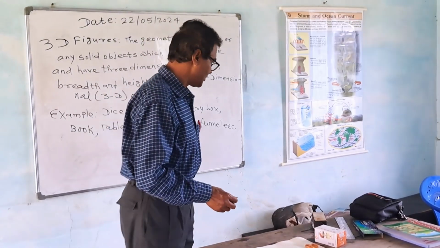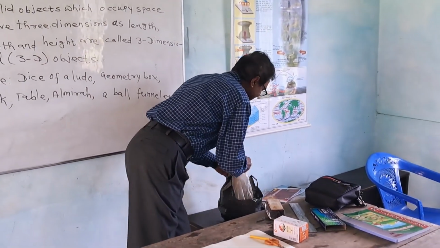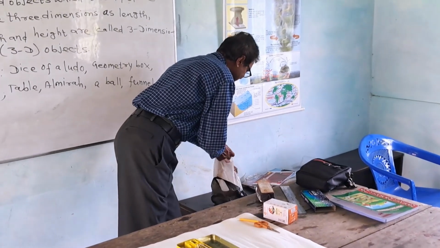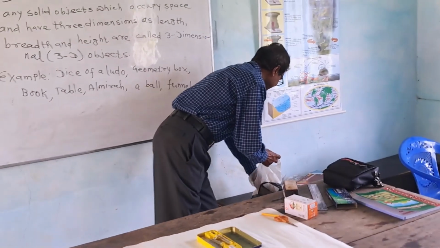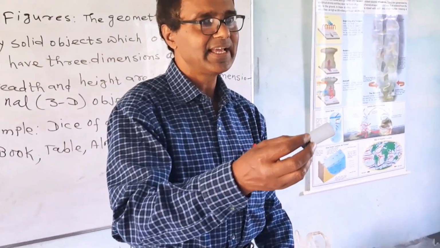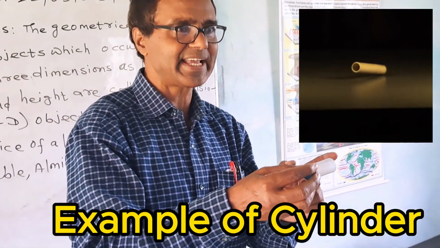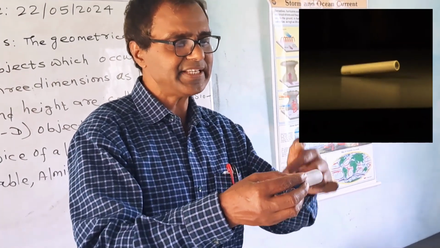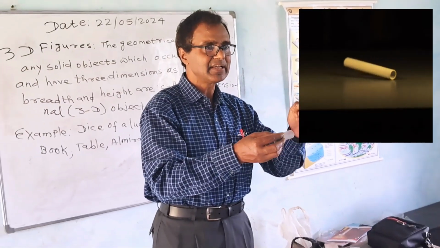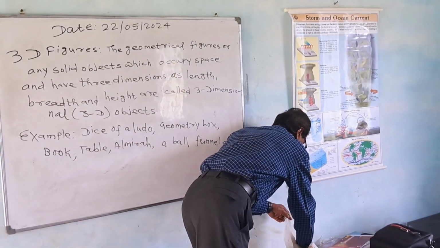And cylinder. Have you seen a gas cylinder? In your house, there is a gas cylinder like that. This is a small box. It is just like a cylinder. It is not a cylinder but just like one. A cylinder has a curved surface.